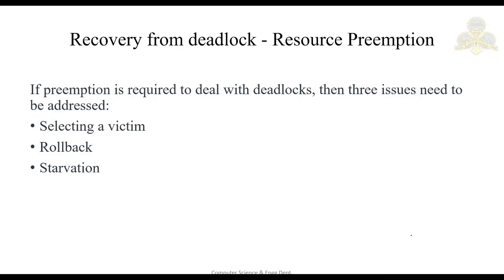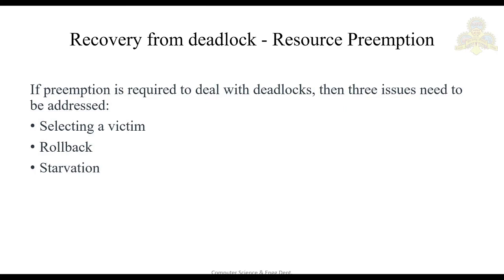So to eliminate deadlocks using resource preemption, what we have to do is successively preempt some resources from the processes and give those resources to other processes until your deadlock cycle is broken. So if preemption is required to deal with the deadlocks, then we need to discuss three issues here, that is selecting a victim, rollback, and then starvation. So selecting a victim is which resource or which processes are to be preempted. We have to decide it here.